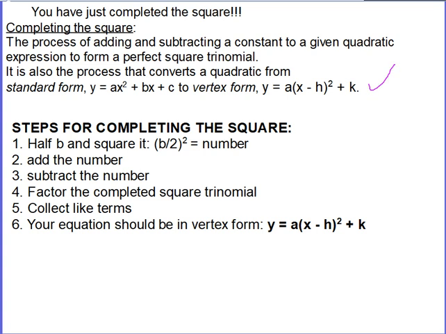Now, if you are a steps person and you want to follow the steps, this is for you, right here. First of all, you're going to take half the b value and square it, right? And you get a number. Now, what you're going to do is add the number and also subtract the number in your trinomial. You're going to factor the completed square trinomial. Lovely. You are going to collect your like terms at the very end there, and there you have it. You should have x minus h squared plus k. It's going to be in vertex form, just like the other one. Okay, you know what? Let's try another example.